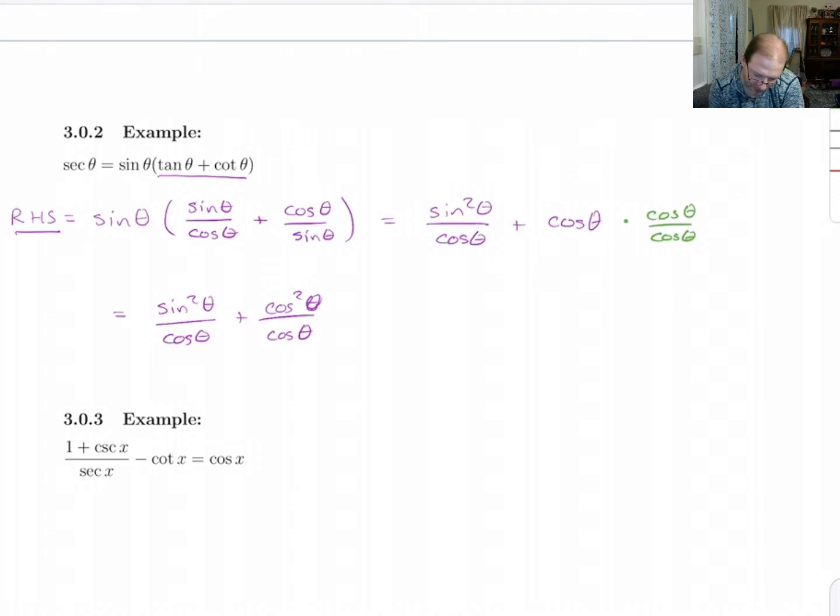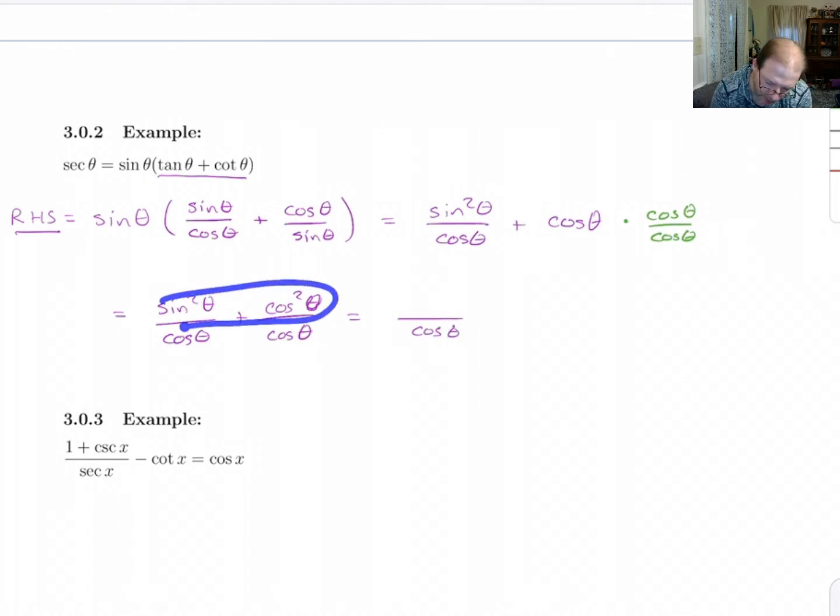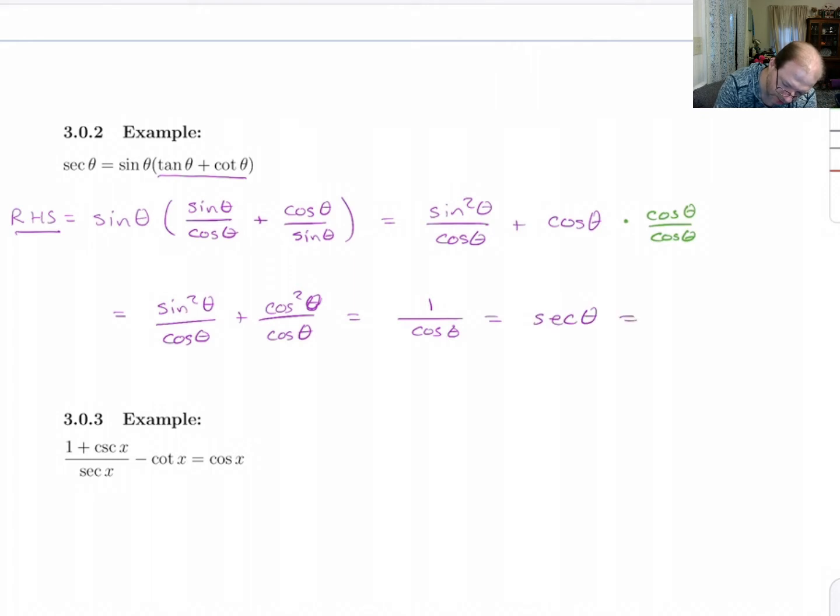All right, so we've got that, and now we've got the same denominator here, cosine, and up top we've got sine squared plus cosine squared. That's 1. So 1 over cosine is secant, and that is the left-hand side. So we're good.